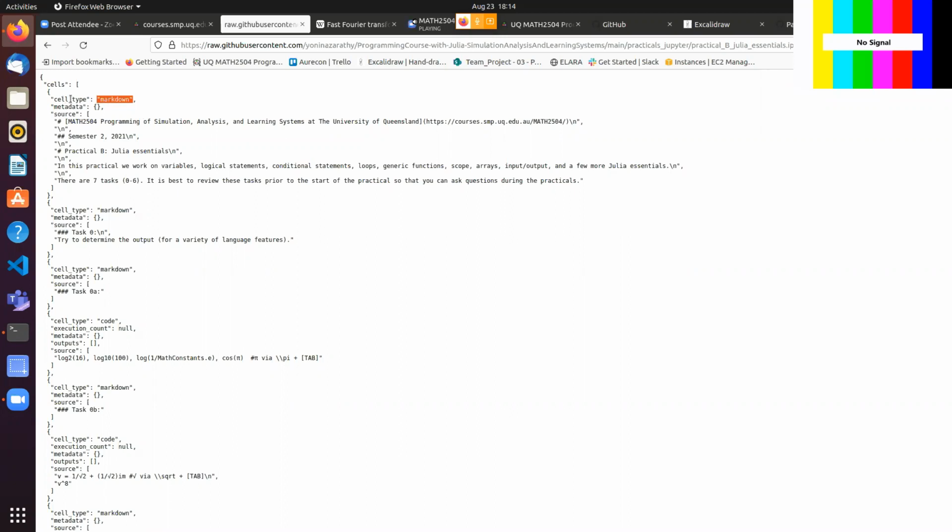So an array is the first thing to start with. So cells is an array. And each one of these will come in as a dictionary. And the dictionary will have keys. Like the first one will be cell type. The second one will be metadata. Another one will be source. And so on. So source is an array.